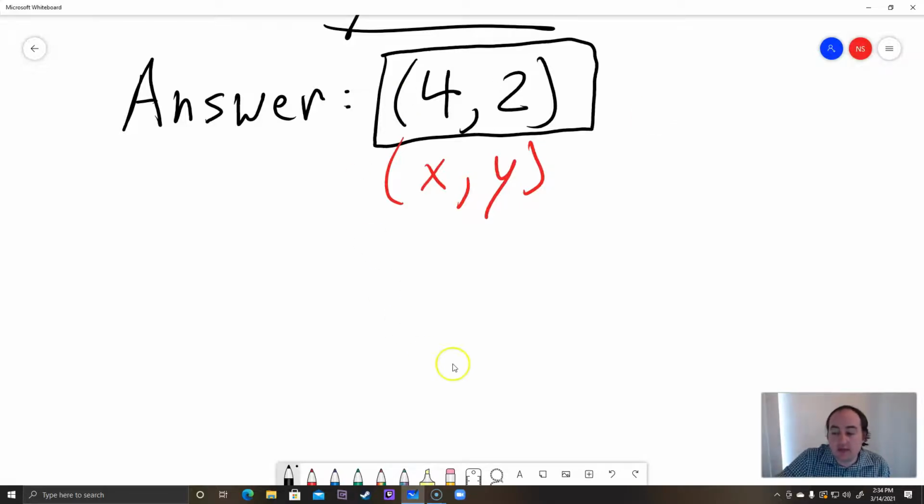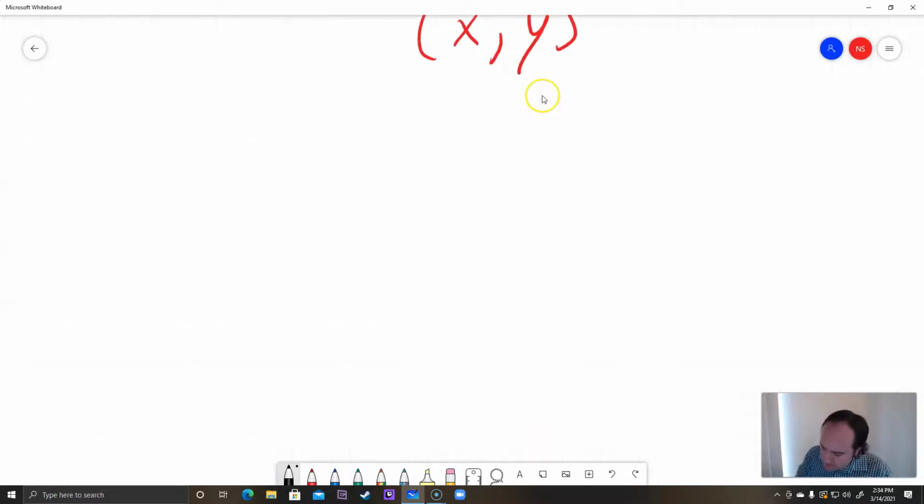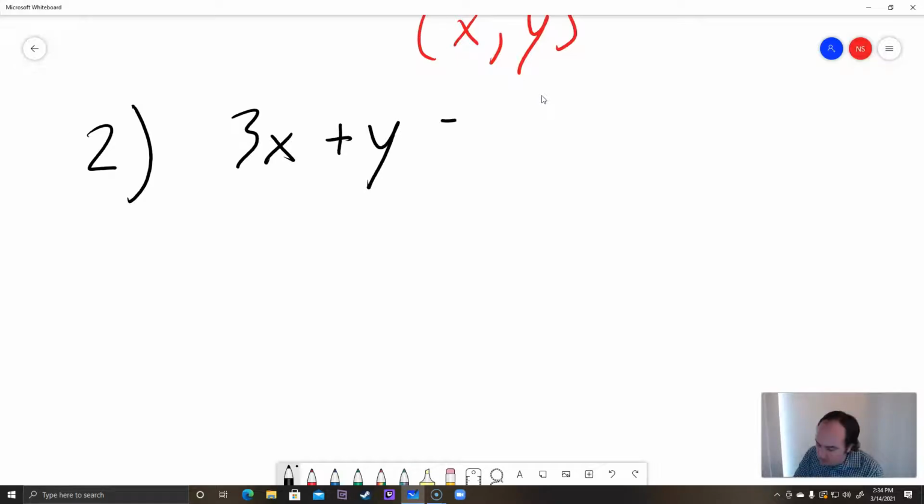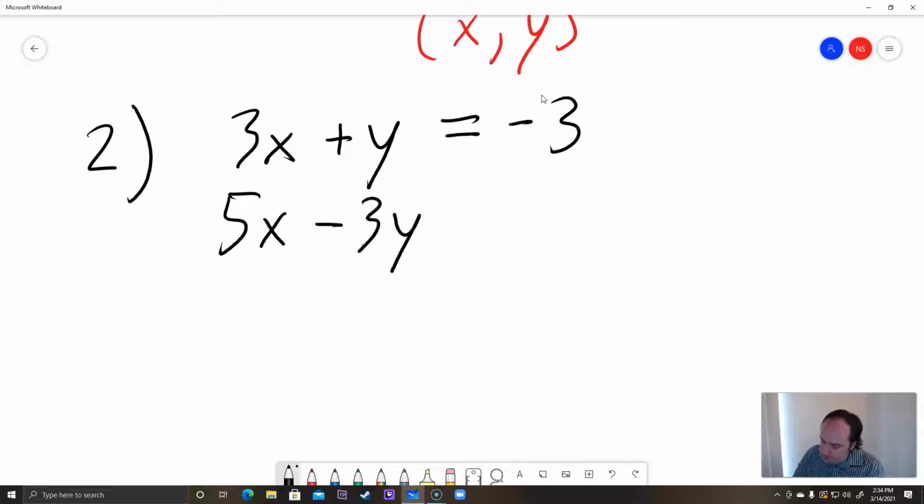Okay, so for our second example, we're going to be solving by the addition method. For this one we have 3x plus y equals negative 3, and the second equation is 5x minus 3y equals negative 89. So again, 3x plus y equals negative 3, and 5x minus 3y equals negative 89.